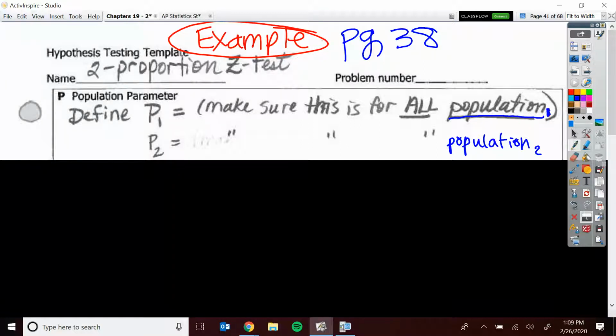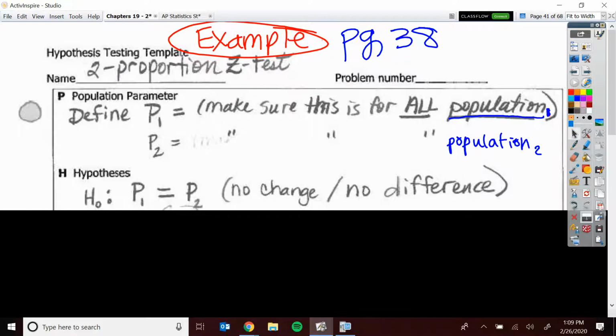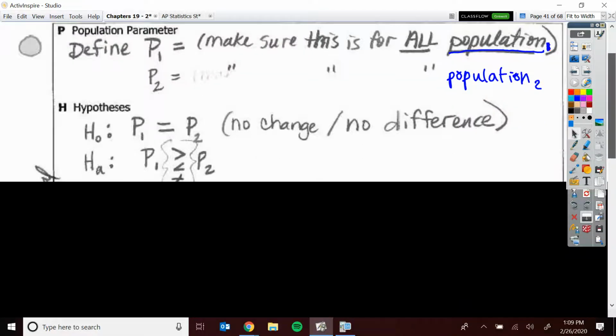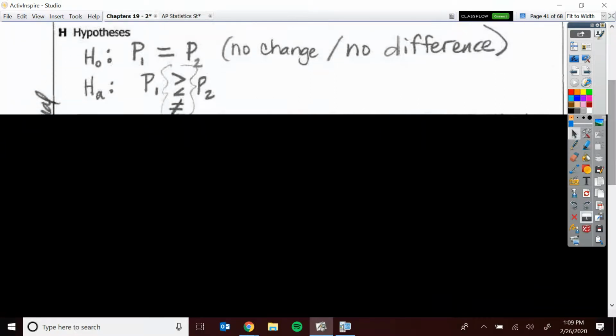Okay. All right. Then H in PHANTOMS is your hypotheses statements. So the null, of course, is that they are equal, and the alternative is that less than, greater than, or not equal to. Okay? All right. Now, here's how the conditions might look. I'm going to just demonstrate.